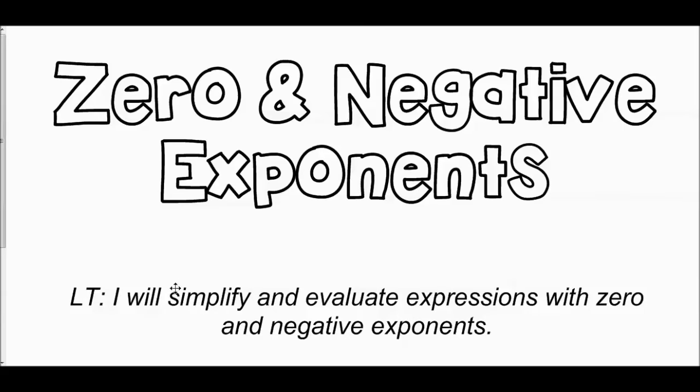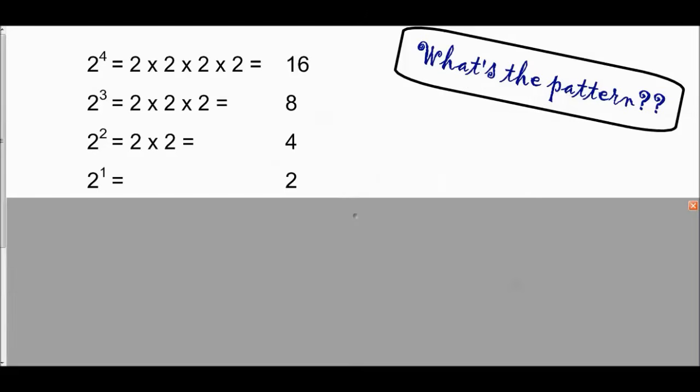Our target is that we will simplify and evaluate expressions with zero and negative exponents. Simplify, meaning that you're shrinking it down as much as it can be. Evaluating, meaning you have all the numbers needed and you can get a final numerical answer. So let's look to see what you already know about exponents. You're used to something like this.